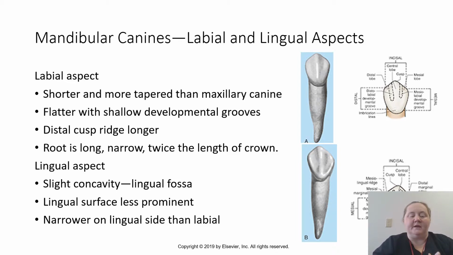The lingual aspect, we're going to see a slight concavity, a lingual fossa, okay? Lingual surface is less prominent. It is narrow on the lingual side, more narrow on the lingual side than on the labial, okay? And that's with most teeth, right? It's going to taper to the lingual, except for the permanent first molars, right? Okay, so I think you guys can see that all there. Hopefully you're following along in your book.